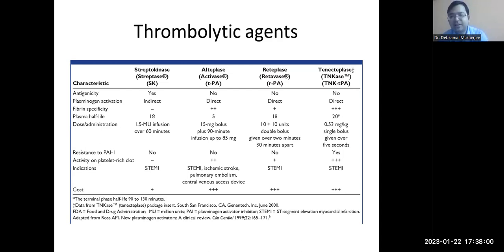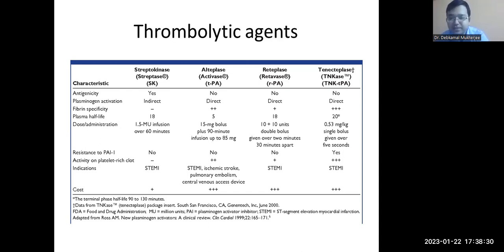Out of this, tenecteplase is the best one because it is much more thrombin-specific, a plasminogen activator, and it is given as a bolus dose. That is also an advantage. It is just a single bolus dose, and the dose is weight dependent. In a 70 to 80 kg man, it is 40 milligrams, and the dose varies with the body weight.